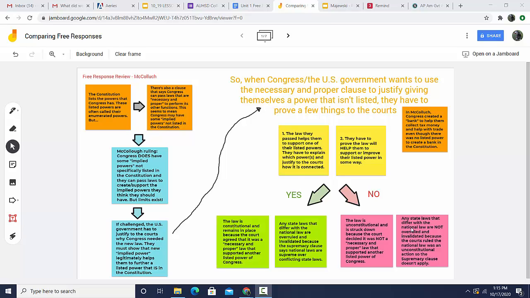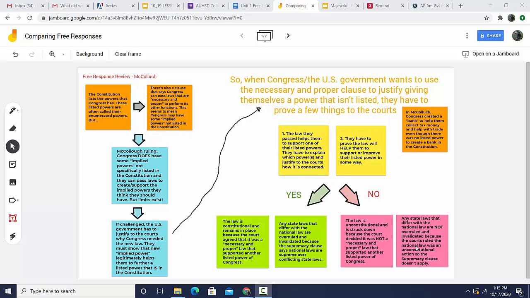So that's how McCulloch works, right? That there are implied powers. If challenged, the government has to prove what the implied power is that they have created and how it is connected and helps with one of their listed powers. And the court is either going to agree with the national government and keep the law, or agree with the challenger and invalidate that law.